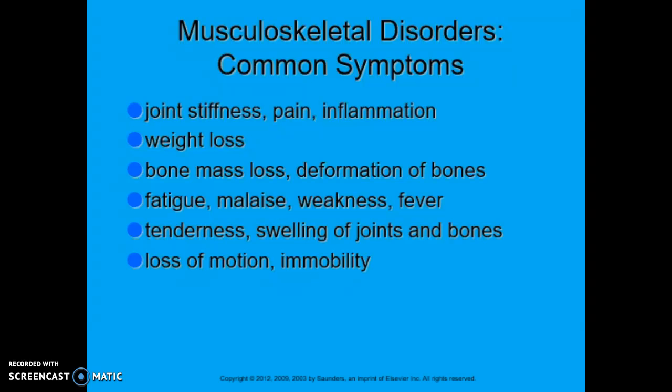Some common side effects of the medication used for the musculoskeletal disorders are nausea and vomiting, pain in the abdomen, drowsiness, dizziness, headache, constipation, diarrhea, and sometimes we see visual changes.